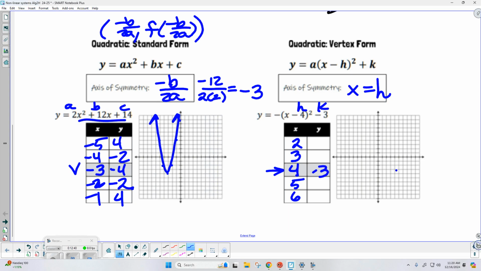Now, what would you like me to do to finish filling out the table? Do you actually want me to graph it and pull up the table? Or do you want me to use that storage feature we now have? What's that? Control T? Okay. So negative x minus 4 squared minus 3.